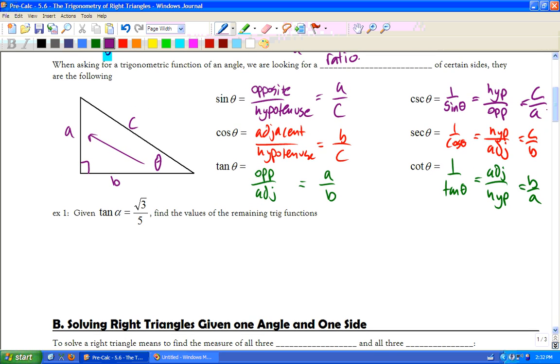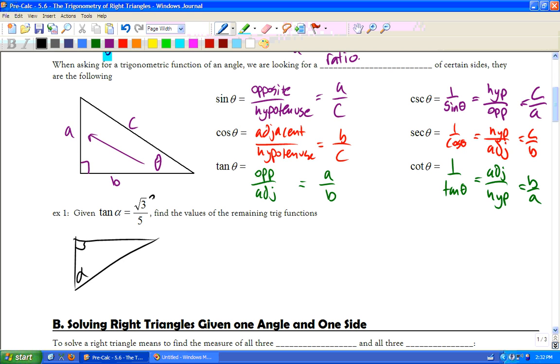Maybe what you haven't seen before are questions like this. The tangent of alpha is going to equal the square root of 3 over 5. What we have to do is find the remaining values of the trig functions. So in this case, we don't even need angles as long as we've got two of the sides. Anytime you've been given some piece of information, it always helps to start by drawing a triangle, specifically a right triangle. We're going to say this is alpha.